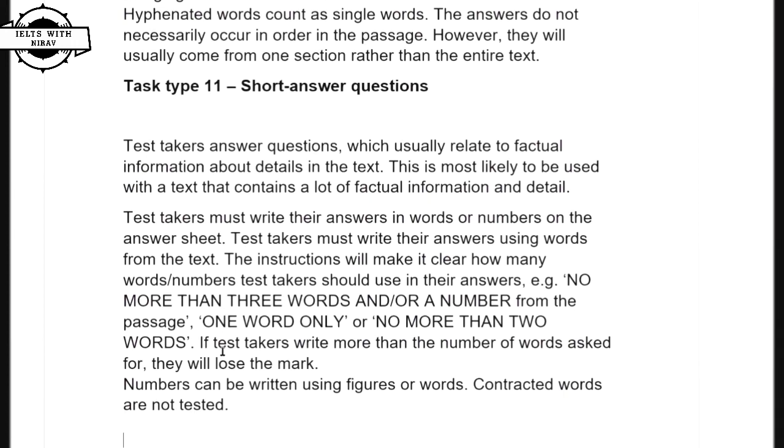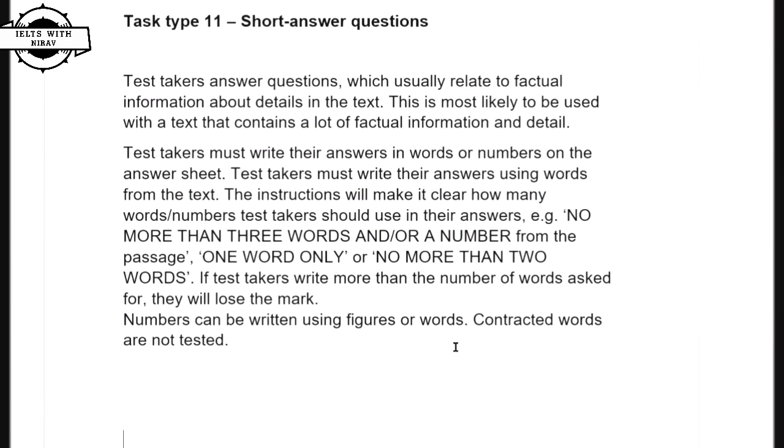Where you have options, no need to read the instruction. In that case just read whether you can use one option for 2 answers or not. No need to read an instruction like write no more than 3 words or 2 words if you have options. But if you don't have options, you must read this instruction because many students are losing marks just because of this common mistake. If test takers write more than the words asked for, they lose their marks. Numbers can be written using figures or words.